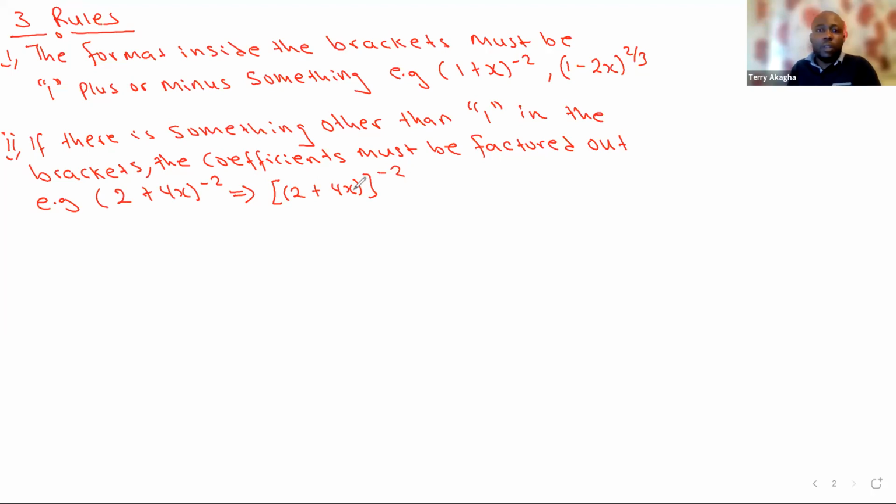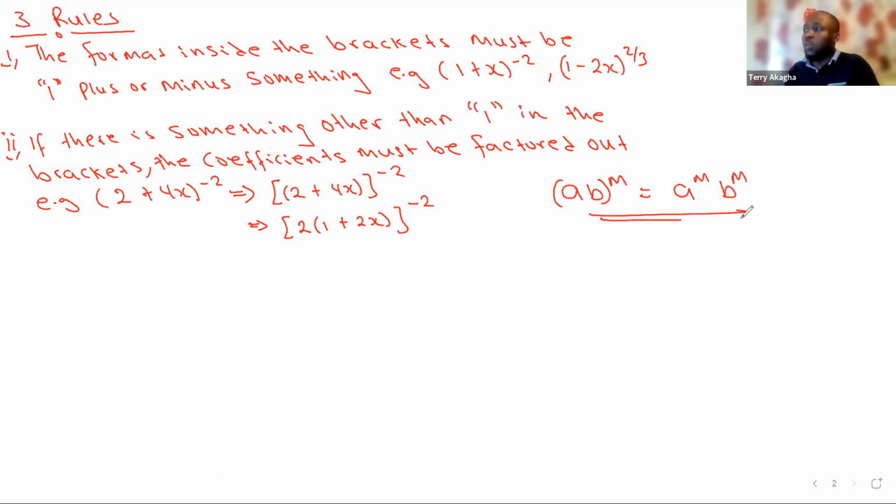Do you agree? Then I can also say that this is the same thing as saying 2 into bracket 1, because when you factor that out, it's going to be 1, plus 2x raised to the power minus 2. And remember, in the laws of indices, we say ab raised to the power m is equal to a raised to the power m and b raised to the power m, if you remember this rule from the laws of indices.